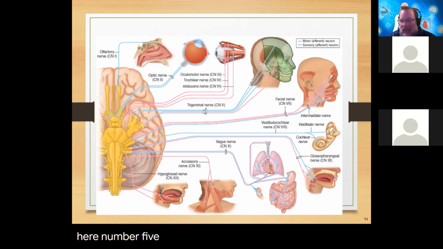And then I'm going to come down here. Number 5 is actually trigeminal. That's a mixed nerve. That's going to have sensory and motor. We'll come back to that one in just a second. I want to go back up to the eye movers. Abducens is number 6.